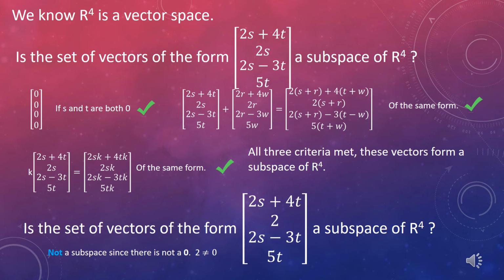0 is in it because s and t could both be 0. And if I add elements of that form, I could factor the 2 and the 4 out, and I get something of the same form. You add s and r together, and it's going to be the same as the s and r in entry number 2 of the vector. If I multiply by a scalar, then I get something of the same form. So all 3 of the criteria are met, and thus it forms a subspace of R4.